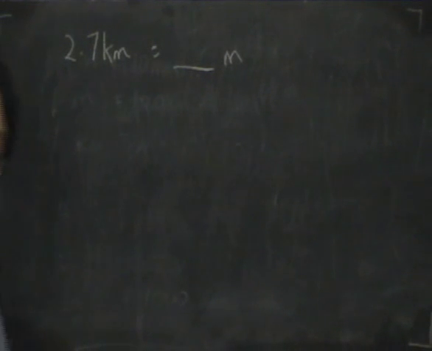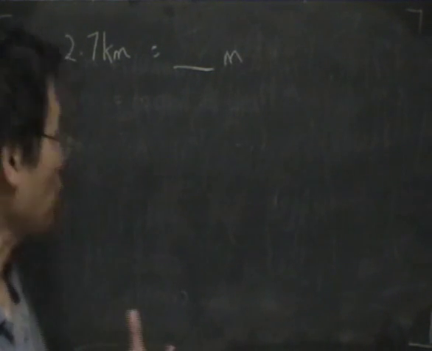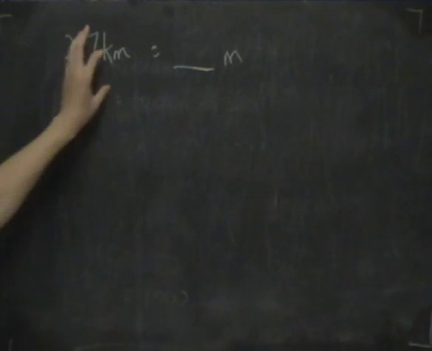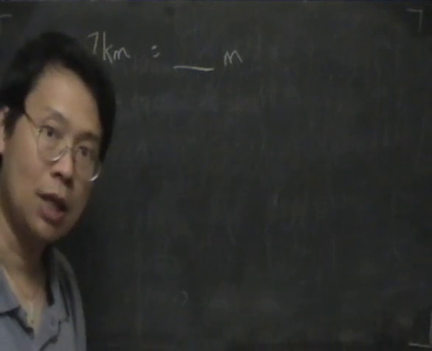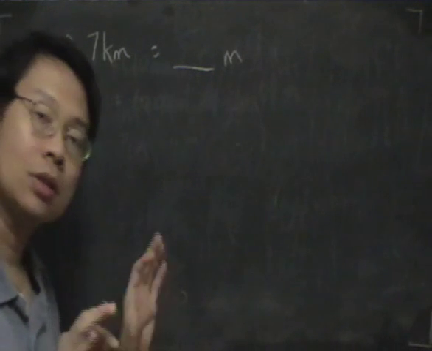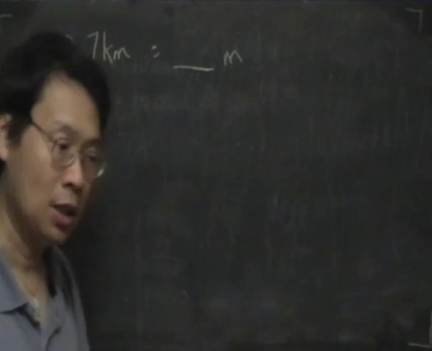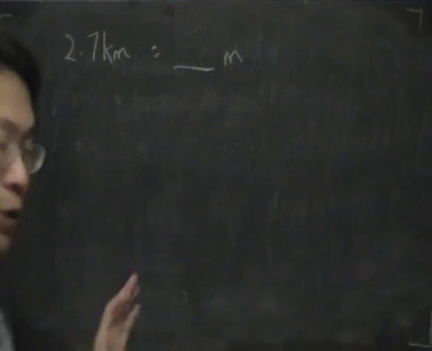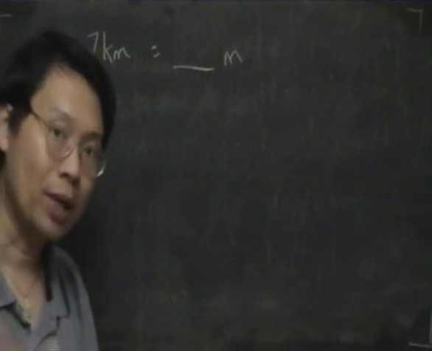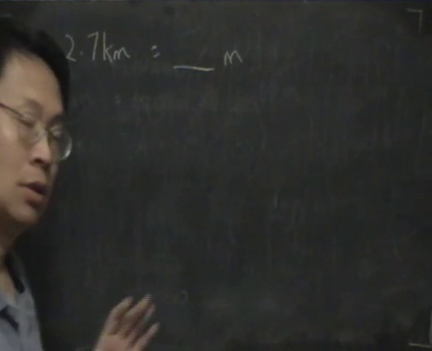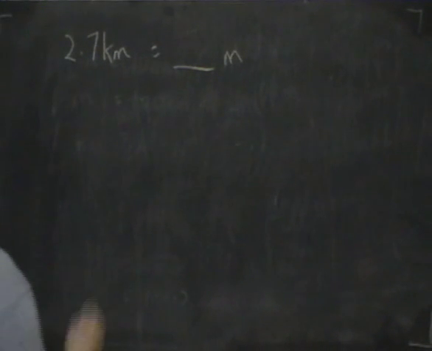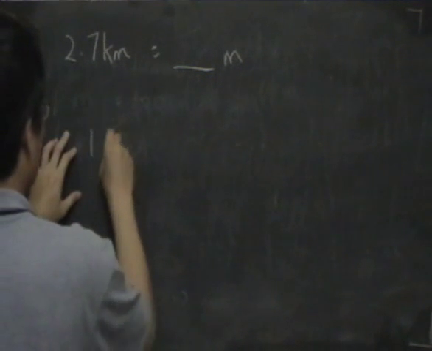So in order to do such a conversion, that's what we call this kind of problem, because we are converting between the units. So we are doing a conversion. In order to do this kind of conversion problem, we need to know the relation between kilometer and meter. So the first thing that you should do really is to write down the relation between 1 kilometer and 1 meter. So let's do that first. So 1 kilometer.